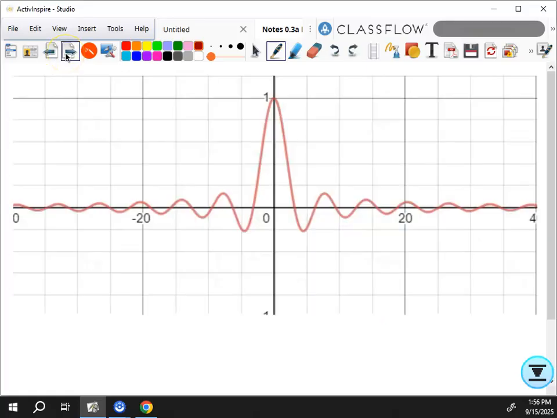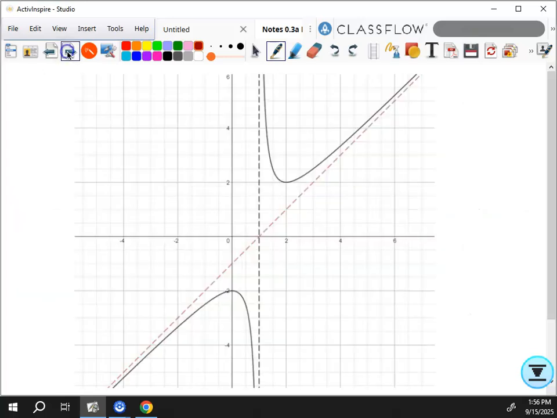Here's a function that intersects the asymptote an infinite number of times. But you can see that as the x's get really, really big or really, really small, the function is approaching 0, oscillating or bouncing on either side of it.